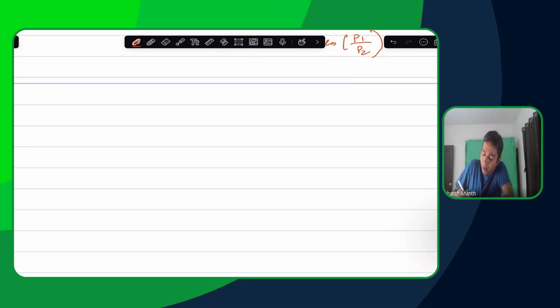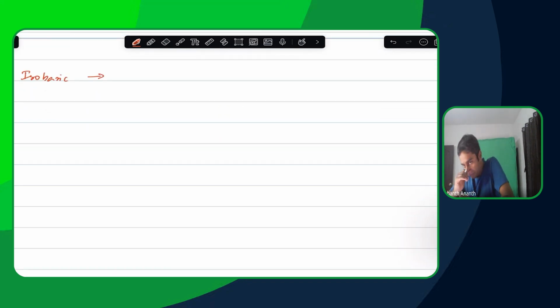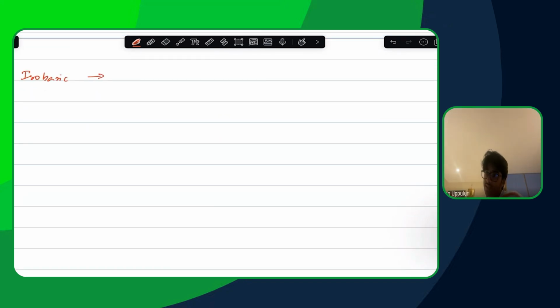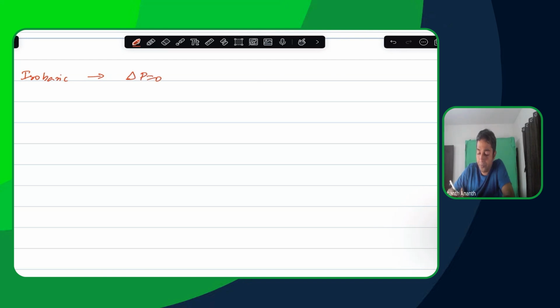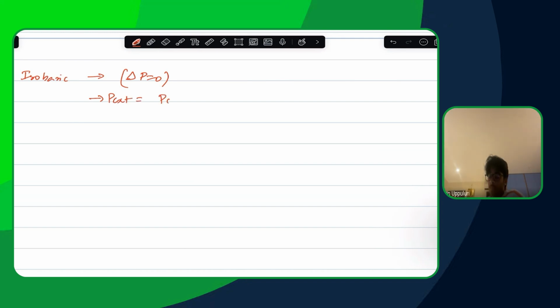Let's go for your isobaric. Isobaric. What is going to be happening here? Irreversible, I mean, delta P is 0. Delta P is 0, so what does that mean? In this particular case, it's an irreversible process, so P external is P internal.